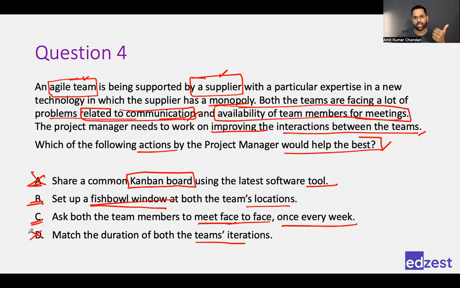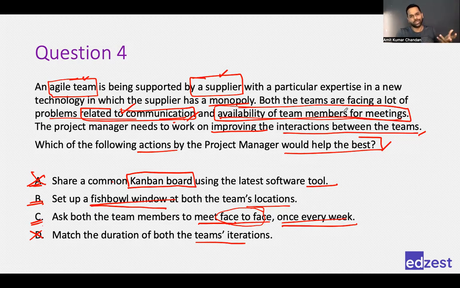Either we set up a fishbowl window at both the team's locations, or we ask the team members to meet face to face once every week. We should always try to make the team members who are working together meet more often, as much as possible. They should work daily together. One of the principles also says that the team should work with business people daily. Even if these are not business people, they are team members supporting one another. The more often they meet, the more they can discuss, the more they can collaborate, the better it will be. It will help in communication as well as the availability of team members can be managed. Probably they are calling for meetings and team members are not available. If you can set up a fishbowl window, that problem will also be resolved.